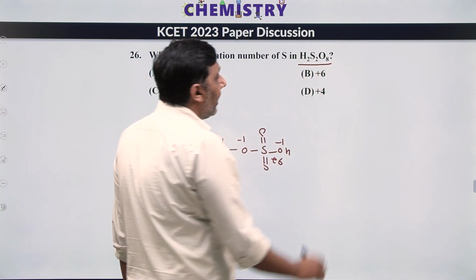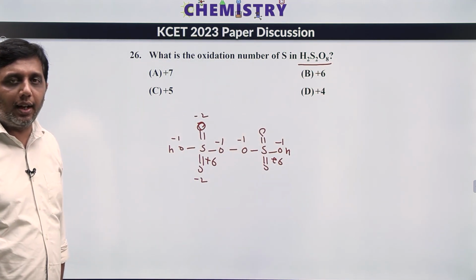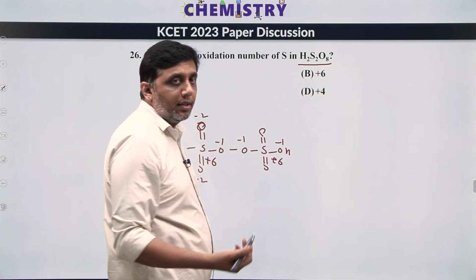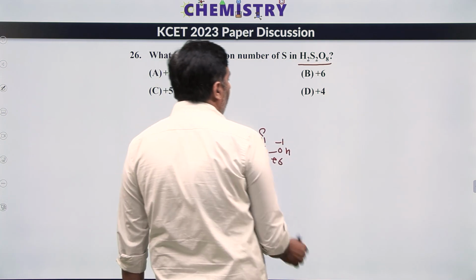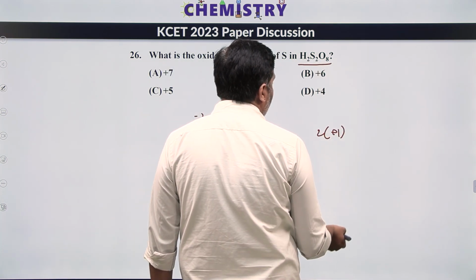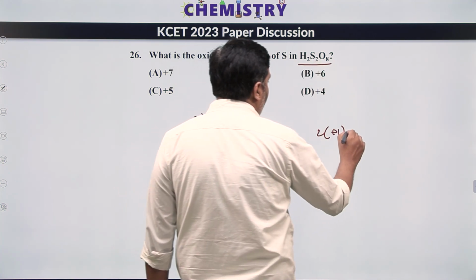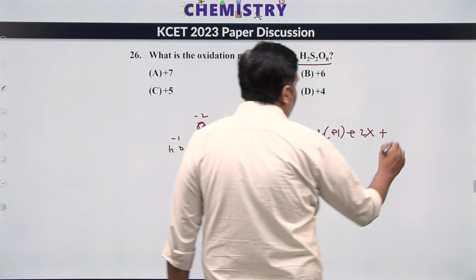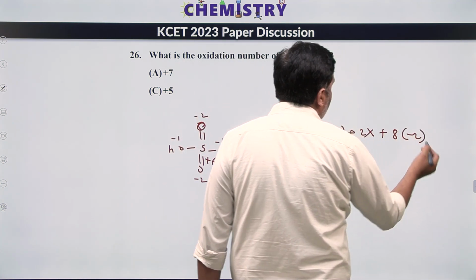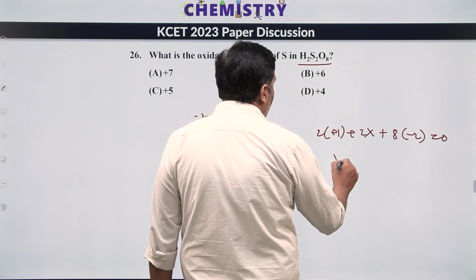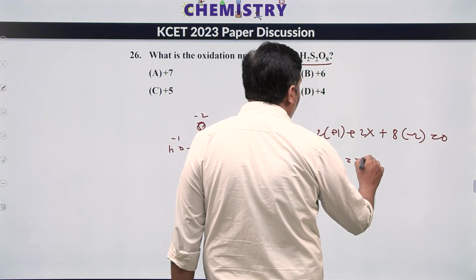The sum of all the oxidation states of all the given elements should be equal to the total charge given. The molecule is neutral, so the charge is going to be 0. If you use that rule, hydrogen usually shows only a +1 oxidation state, and sulfur, we don't know, so let us consider it as 2x, plus oxygen. There are 8 oxygens, and usually oxygen shows a -2 charge.